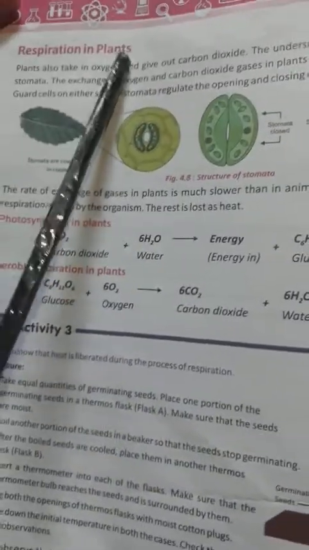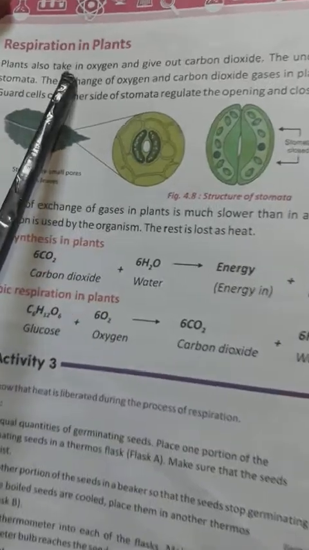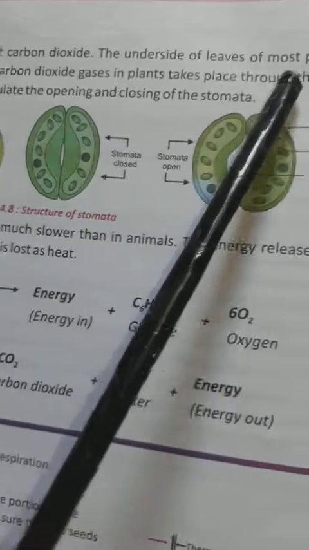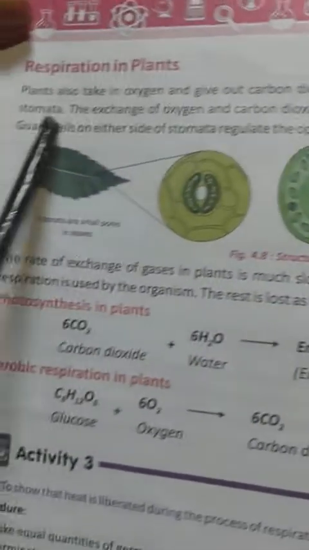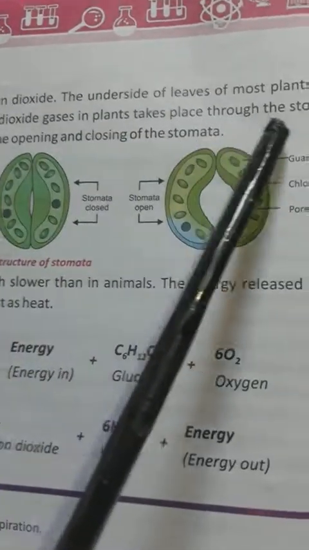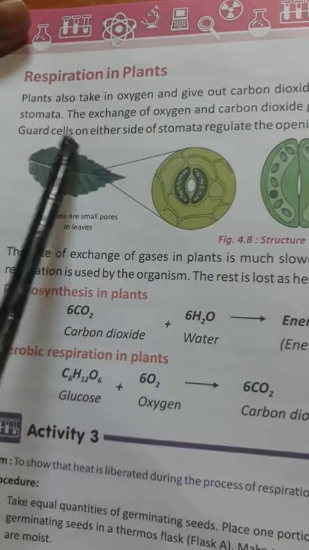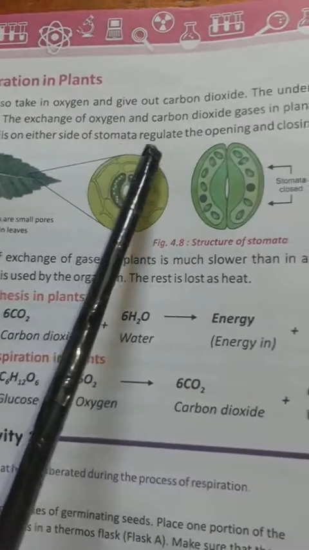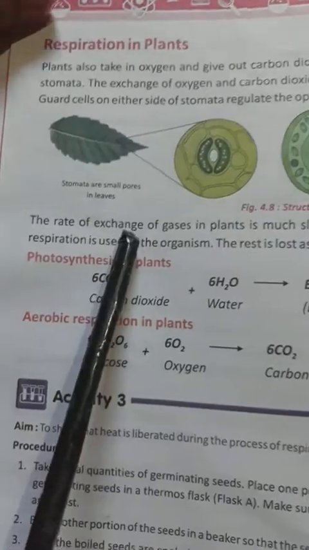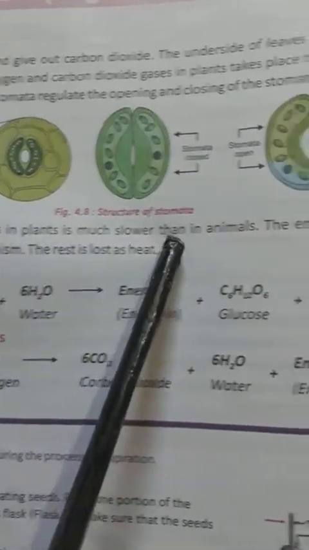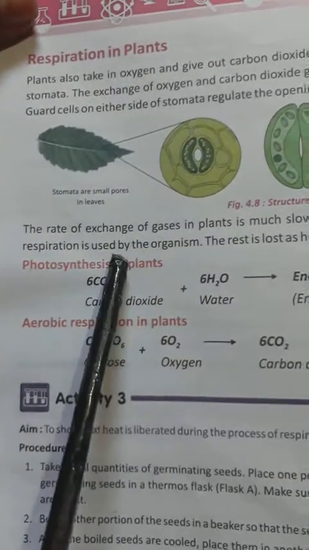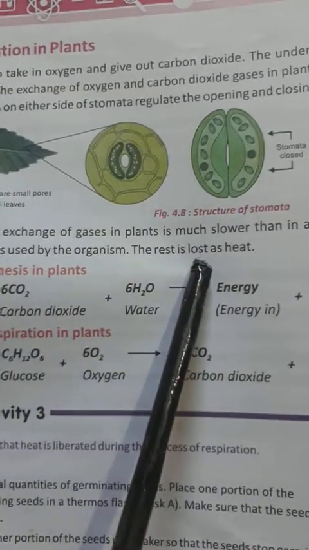Respiration in plants. Plants also take in oxygen and give out carbon dioxide. The underside of leaves of most plants have stomata. The exchange of oxygen and carbon dioxide gases in plants takes place through the stomata. Guard cells on either side of stomata regulate the opening and closing of the stomata. The rate of exchange of gases in plants is much slower than in animals. The energy released during respiration is used by the organism. The rest is lost as heat.